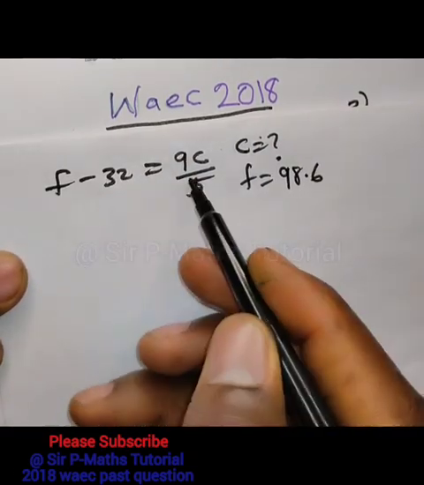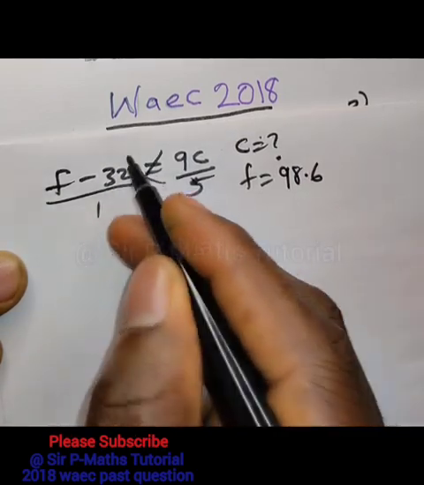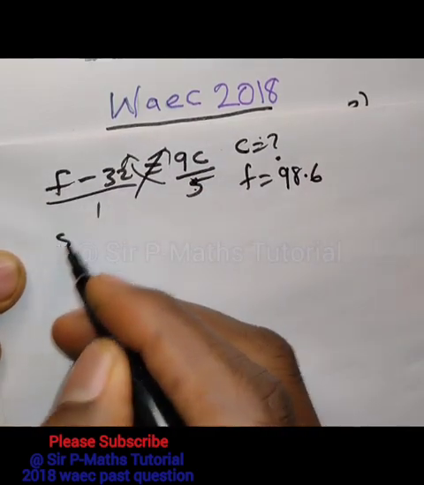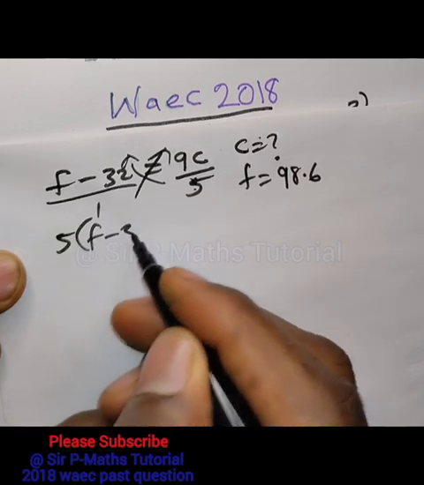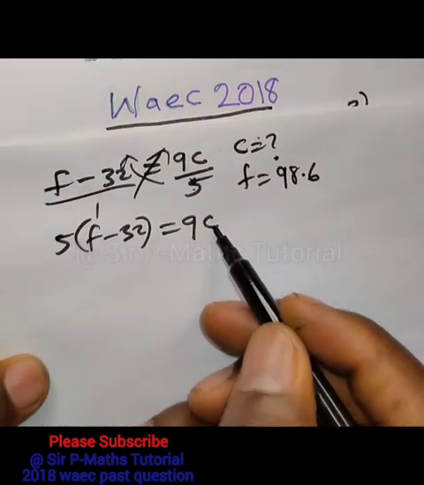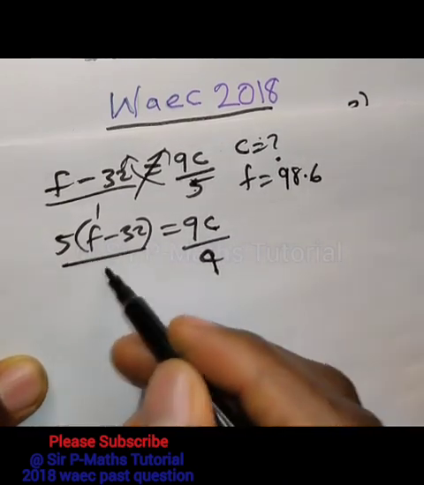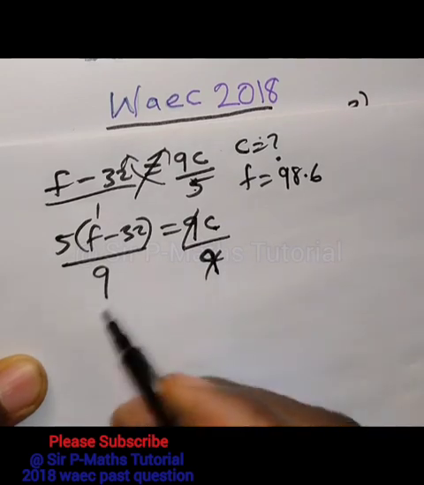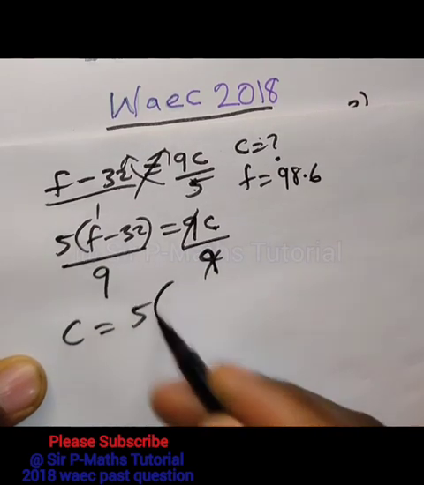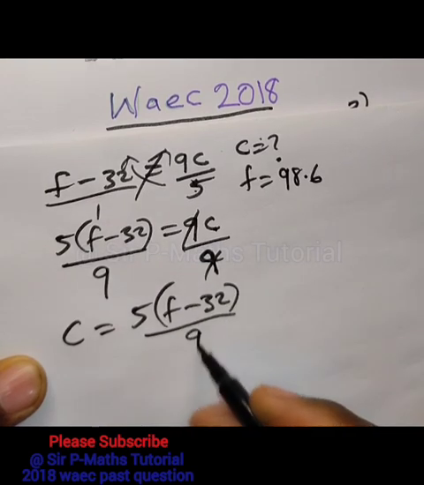So let us make c the subject from this formula. First, this 5 will go. 5 will multiply this side. Let's cross multiply. 5 times here, I will have 5 into f minus 32 equal to 9c. Now we are looking for c. To make it subject, we divide both sides by 9. Alright, 9 will cancel 9. So I will have c equal to 5 into f minus 32 over 9.